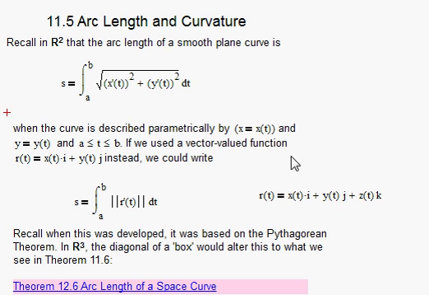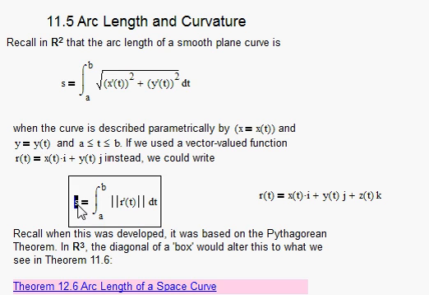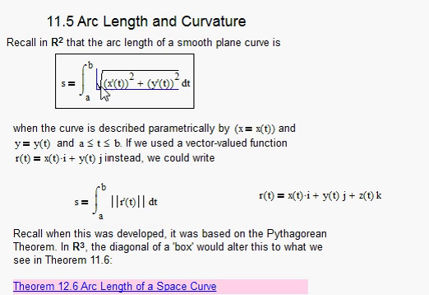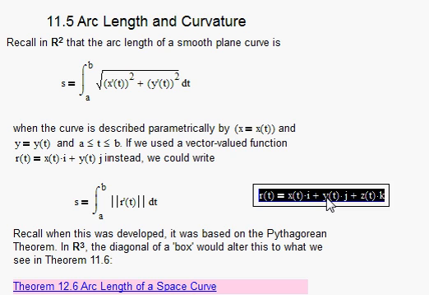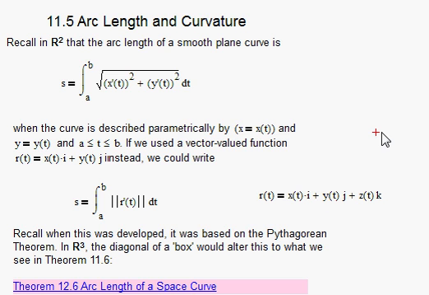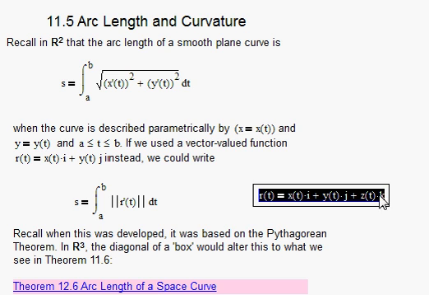If we use a vector valued function, r of t equals x of t i plus y of t j instead, we could write s equals the integral of the length of r prime of t dt. This is really the same thing, so the integrand is the length of r prime of t, where r equals this vector valued function. Or actually, this is the three-dimensional version. If we're in 3 dimensions, it would be that.